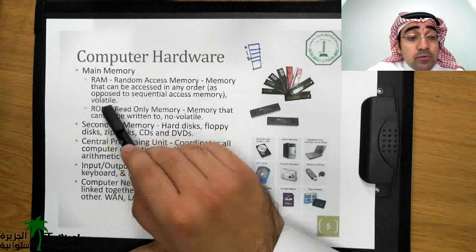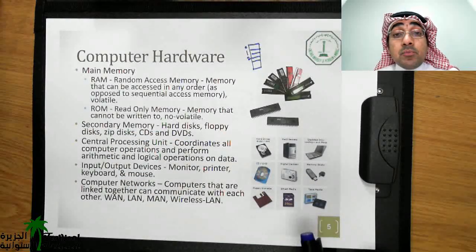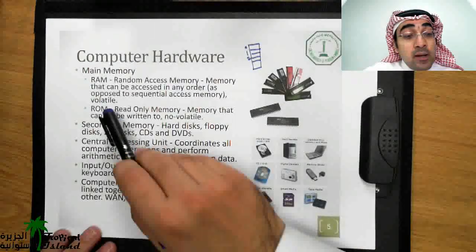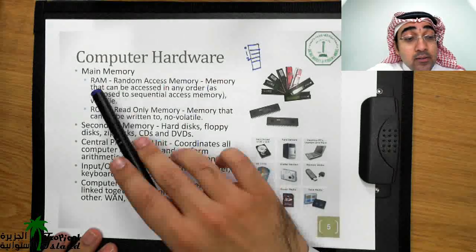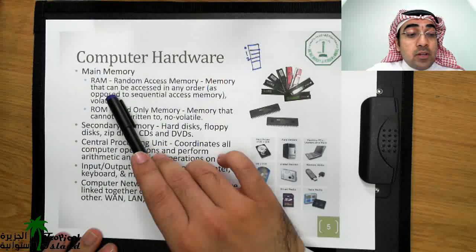The most important thing about the RAM is that it is a volatile memory. What do we mean by a volatile memory? It's a memory that when you plug the power off, everything inside it disappears. Okay, so the problem with the RAM is that you cannot store data in it if you turn off the computer.